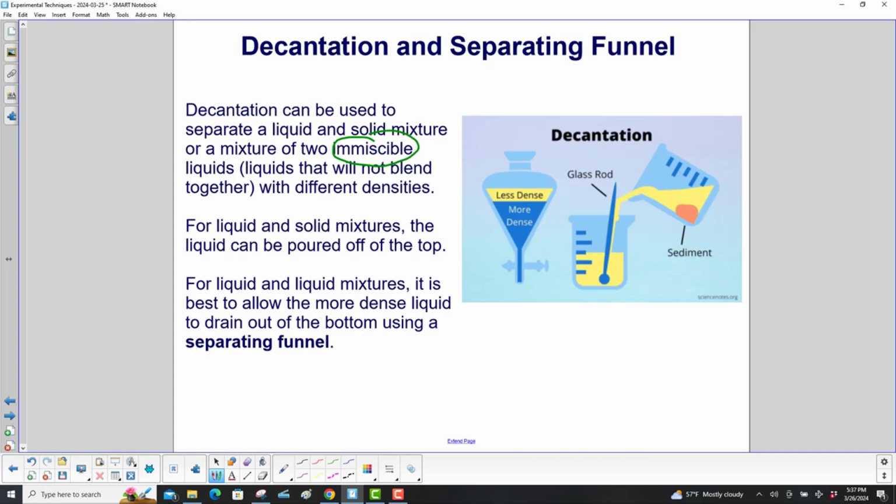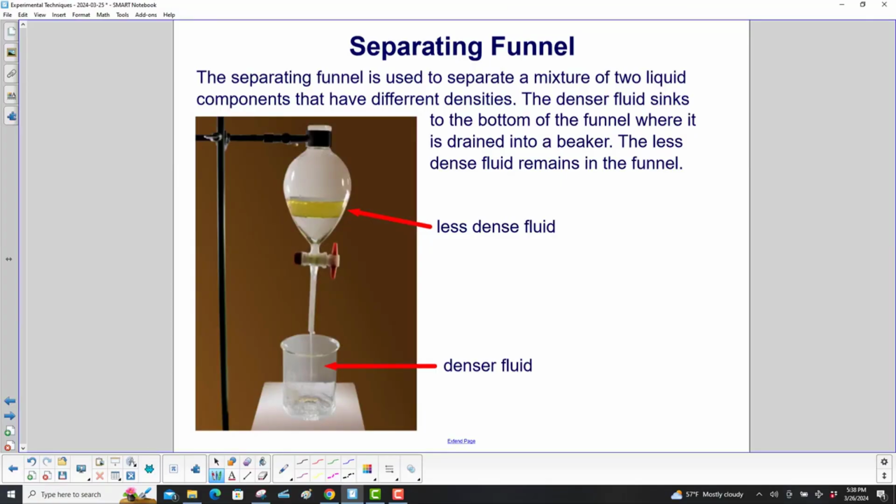using a separating funnel. So this would be your separating funnel, and this is where you're pouring off the liquid, and the sediment here, the solid, is staying there in your beaker. And here's a picture of a real separating funnel. It's used to separate a mixture of two liquid components that have different densities.